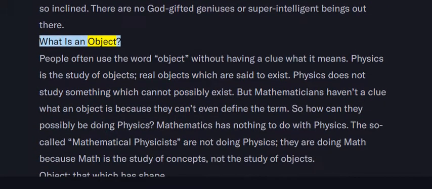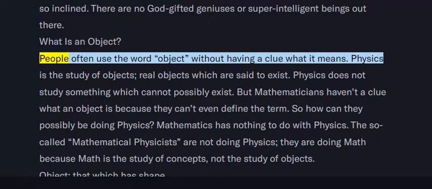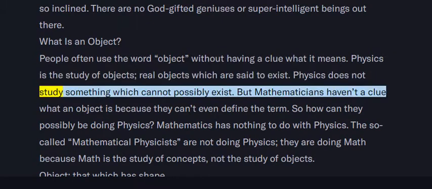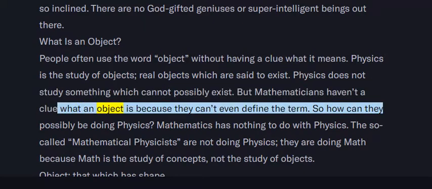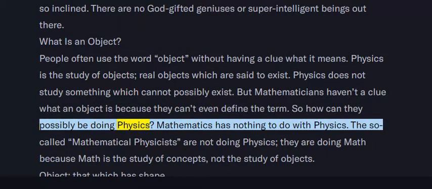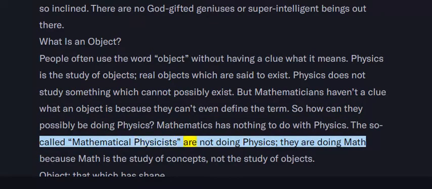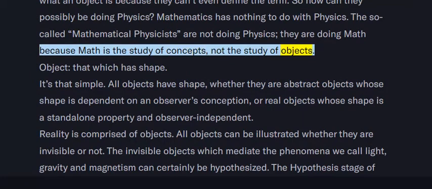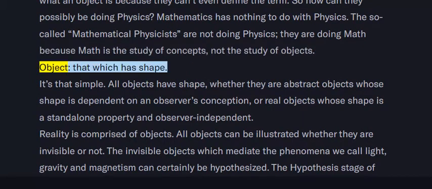What is an object? People often use the word object without having a clue what it means. Physics is the study of objects, real objects, which are said to exist. Physics does not study something which cannot possibly exist. But mathematicians haven't a clue what an object is because they can't even define the term. So how can they possibly be doing physics? Mathematics has nothing to do with physics. The so-called mathematical physicists are not doing physics, they are doing math, because math is the study of concepts, not the study of objects.